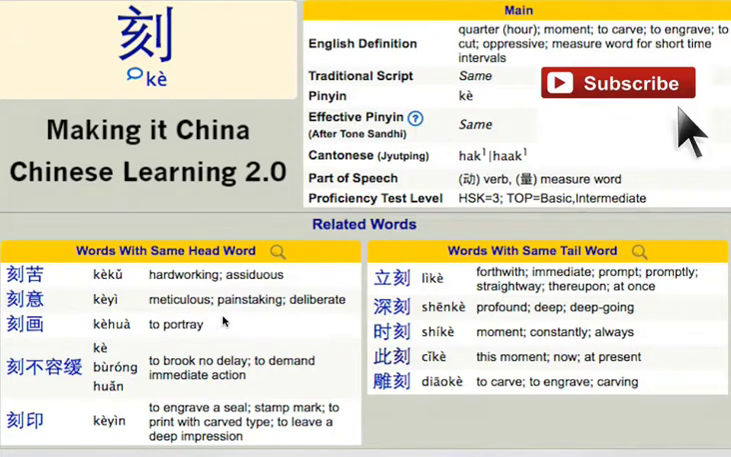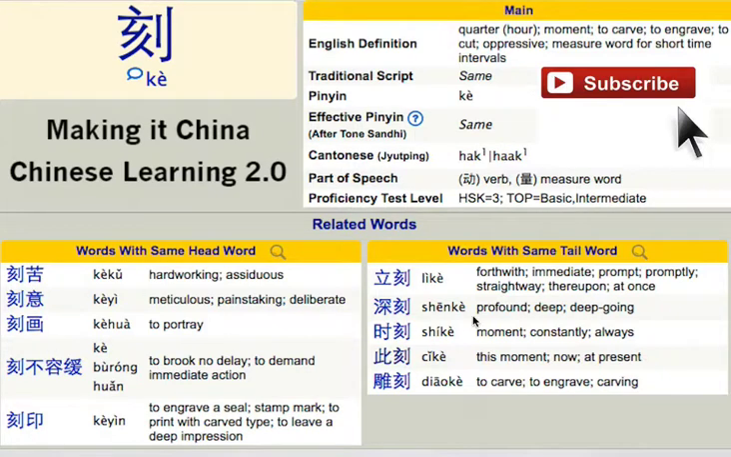Hardworking, assiduous, meticulous, painstaking, to portray, to brook no delay, to demand immediate action, to engrave a seal. Again, hardworking, ke ku; meticulous, ke yi; to portray, ke hua; to brook no delay, ke bu rong huang; to engrave a seal, stamp a mark, to leave a deep impression, ke yin.